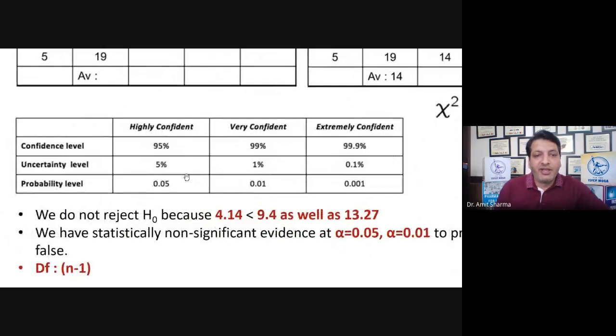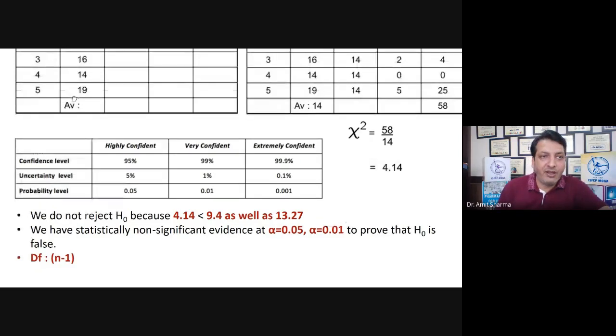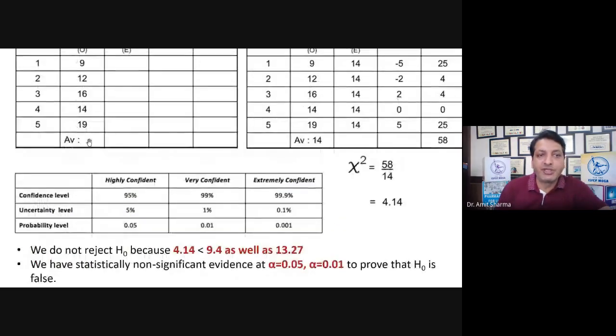So what the result says: we do not reject the null hypothesis because 4.14 is less than 9.4. Whenever the chi-square value which we calculate should be more than the tabulated value which we take from the table. Here we got the value less than the tabulated value, so we can say that our null hypothesis was not rejected and the result was found not significant. Clear? That means this group does not have equal proportions. That means equality has not been given and equal proportion is not there.